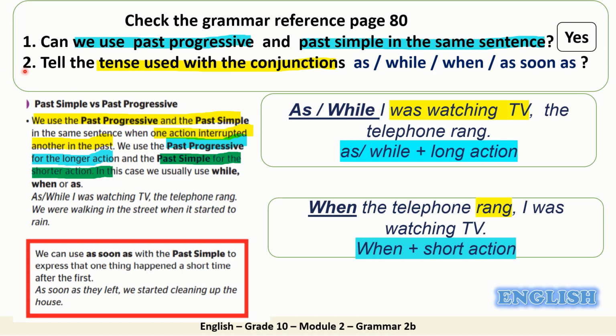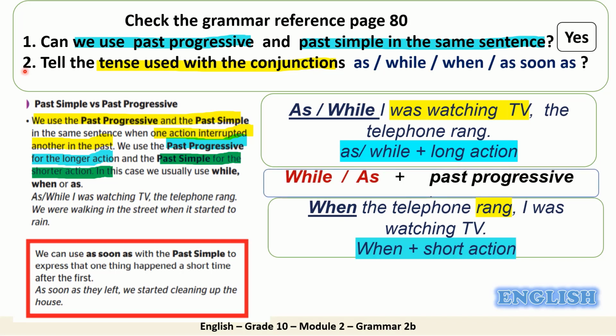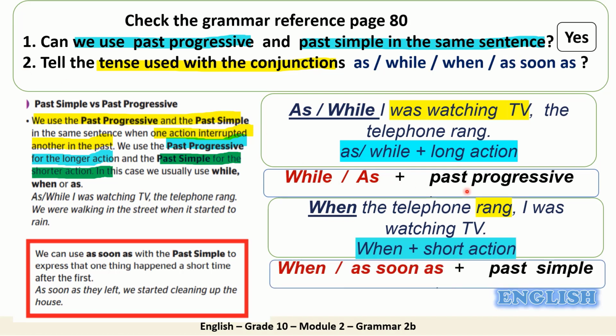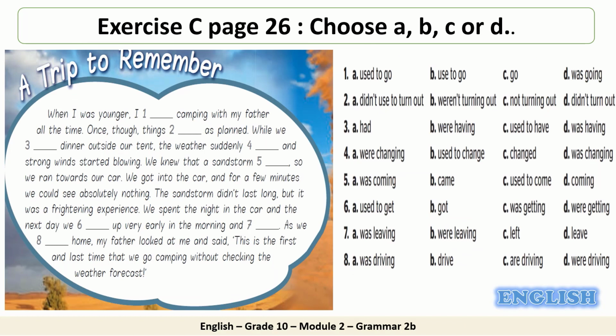Let's move now to question number 2. Which tense is used with the conjunctions as, while, when, as soon as? So with while and as, we use the past progressive. With when and as soon as, we use the past simple. And now it's time to practice with exercise C, page 26, in which you are going to choose A, B, C, or D. So let's, dear student, do the first one together.